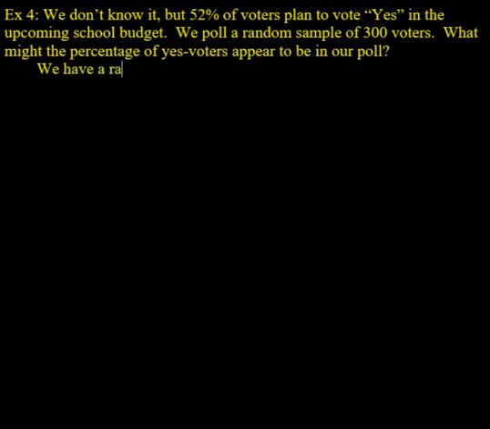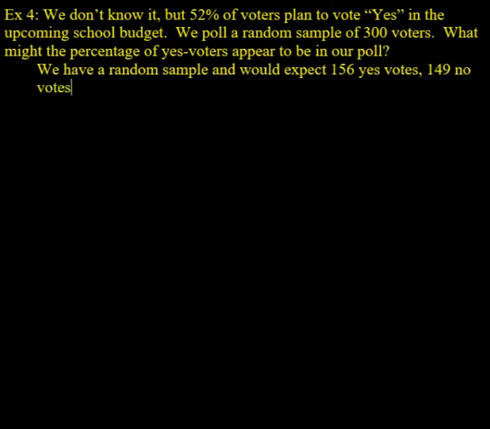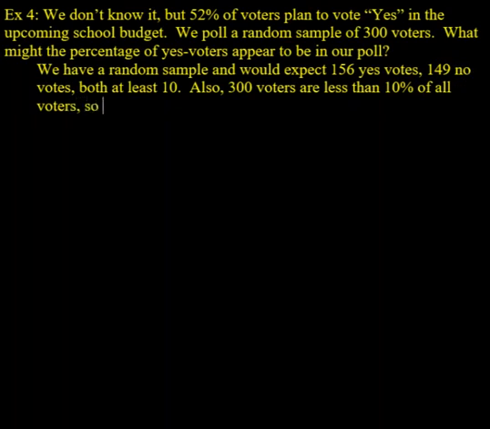We have a random sample and would expect 156 yes votes and 144 no votes, both at least 10. We found those by doing 300 times 0.52 and 300 times 0.48, the probability of a no vote. Also, 300 voters is less than 10% of all voters. So the sampling model for the proportion of yes votes can be modeled with a normal model.